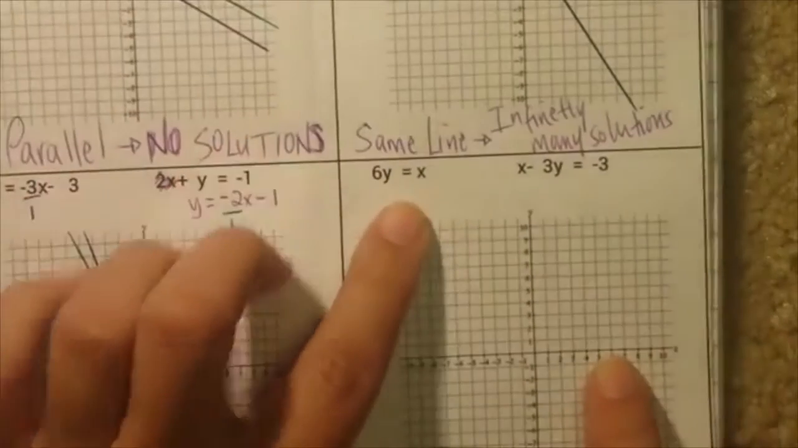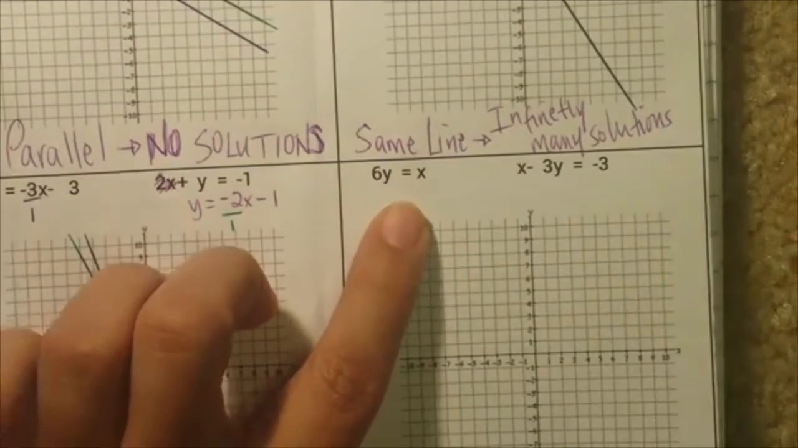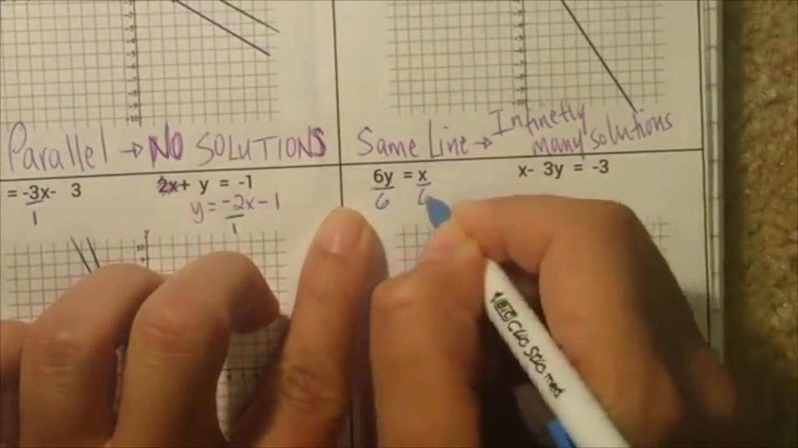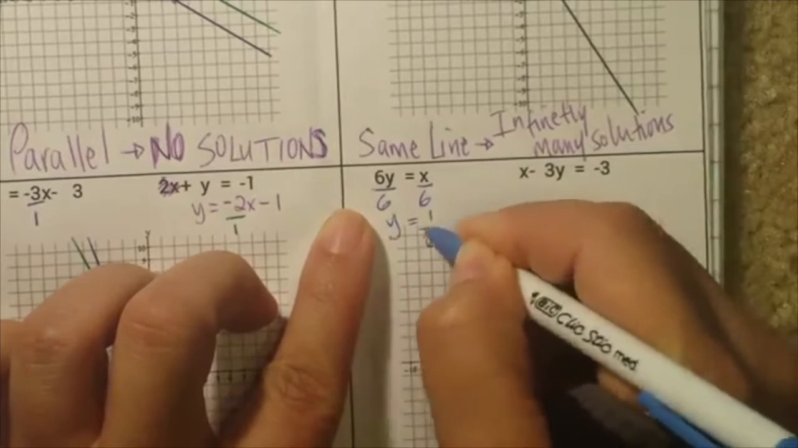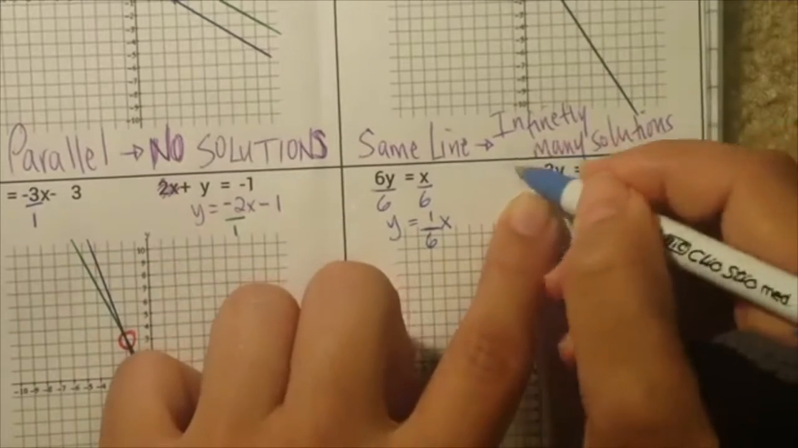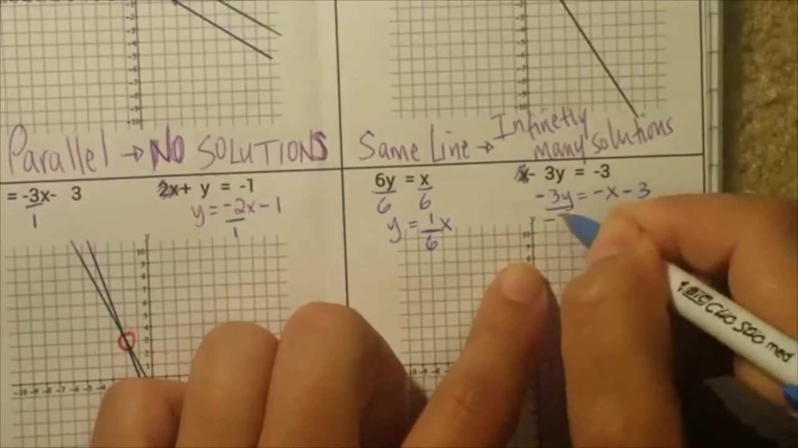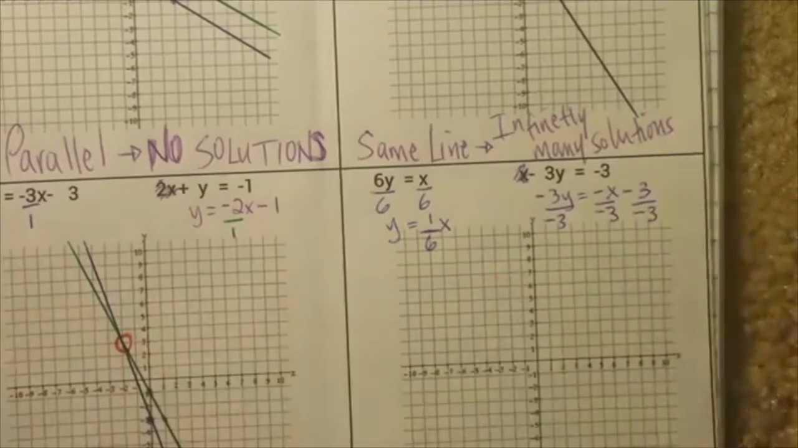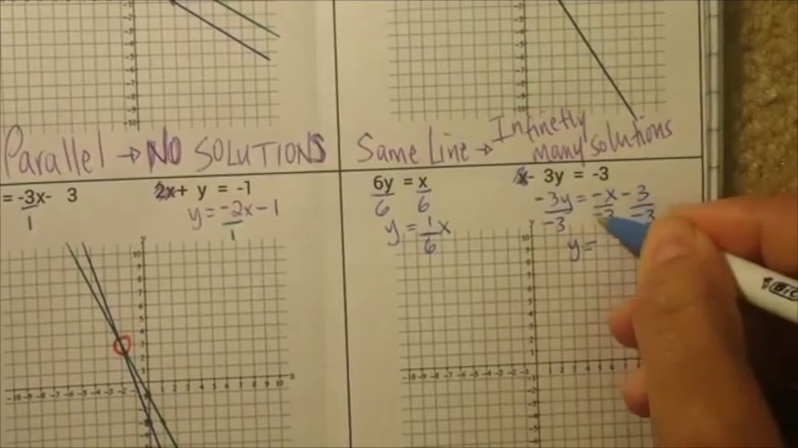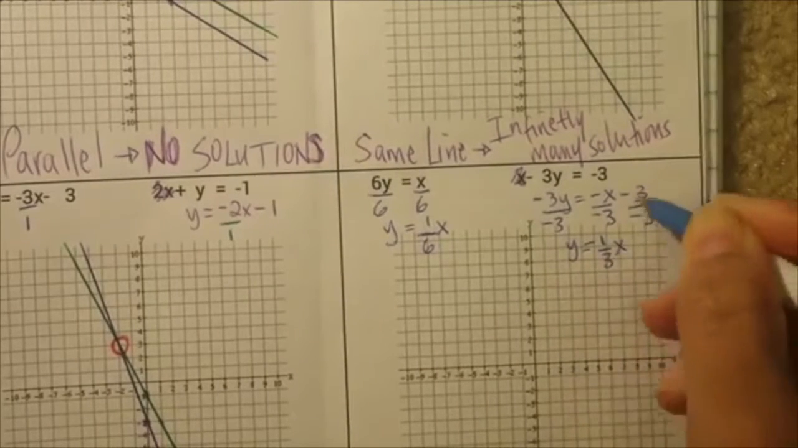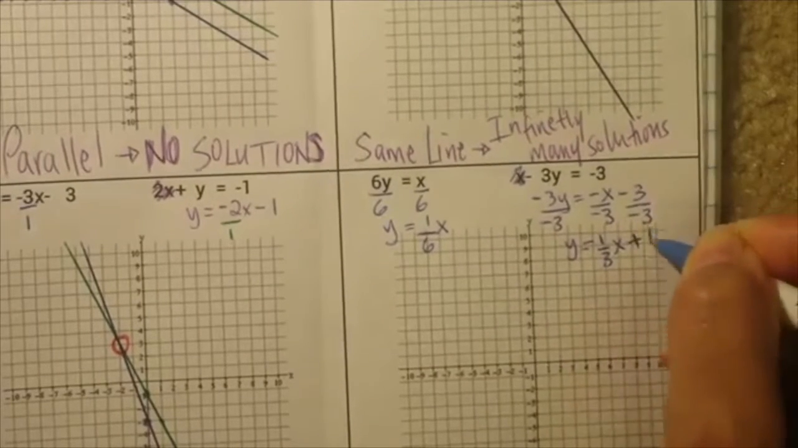Again, first things first, go ahead and get it to y equals mx plus b form. So we need to solve for y. We're going to divide everything by 6. Okay, y is 1 over 6x. And on this side, we're going to take the x to the other side. It's going to be negative x. Divide everything by negative 3. So y equals positive 1/3 x plus 1.